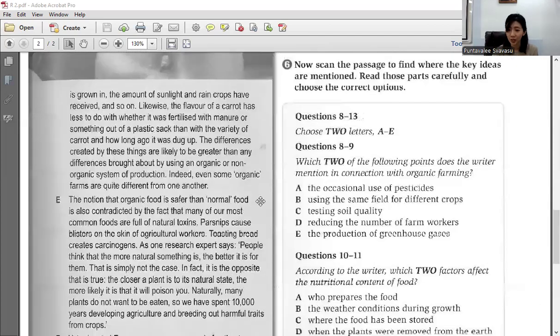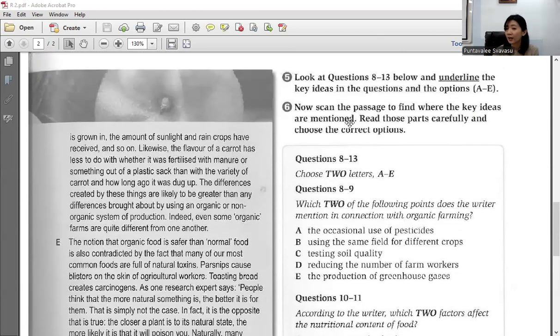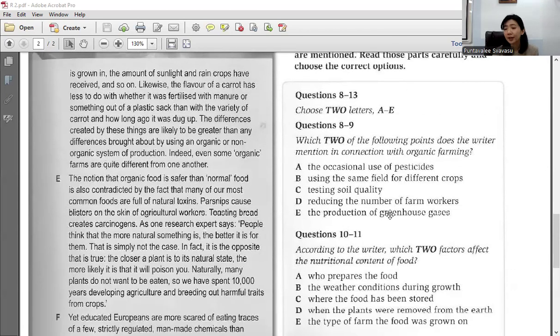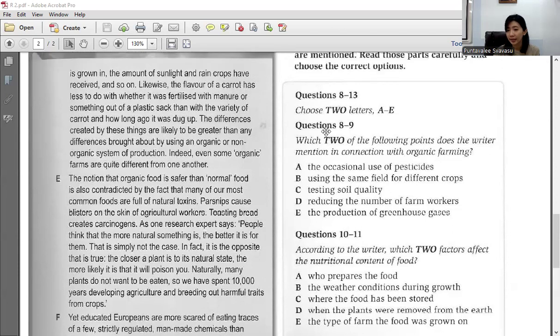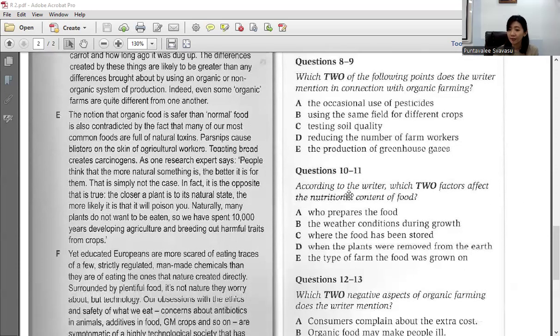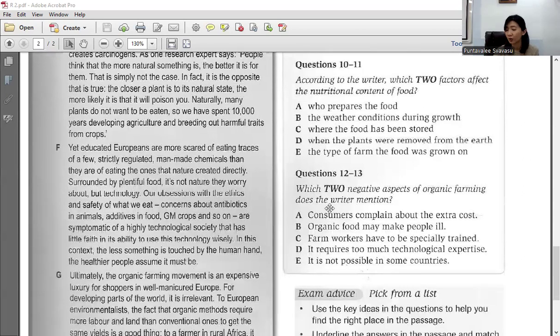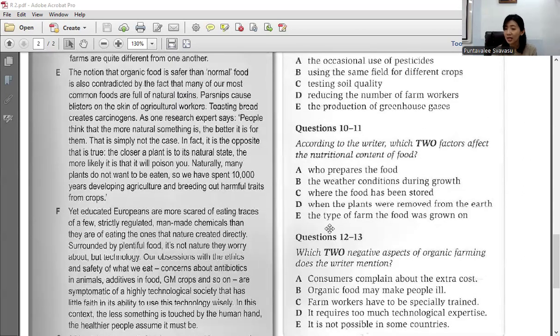The other task we're going to do is from 8 to 13, so there are 13 questions in total. This one is multiple choice, where you have to choose options. But you will see they say 2 for each question, so for questions 8 and 9, you choose 2 out of 5. Then 10 and 11, 2 out of 5, and then another 2 out of 5 choices. These are the tasks you have to do in the test.